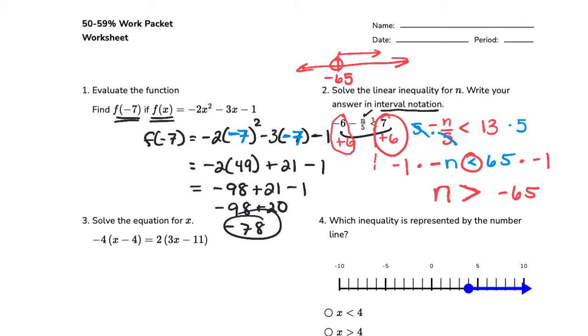Now they want interval notation, so when I write interval notation, it starts on the low end at -65, using a parenthesis because the circle is not filled in. I don't want to know where it's equal to -65. And it goes to the right, and to the right is positive infinity, so -65 to infinity with parentheses on both ends.